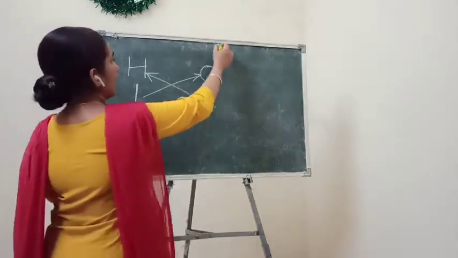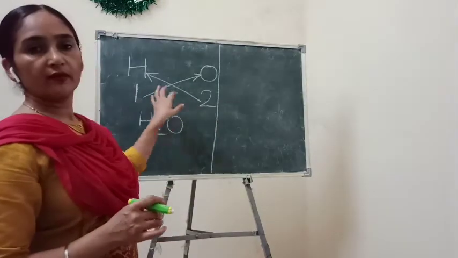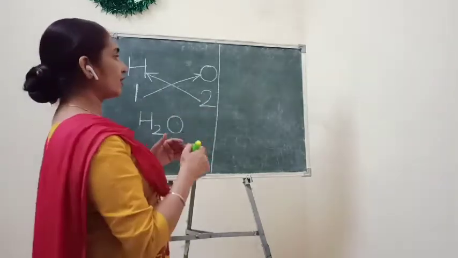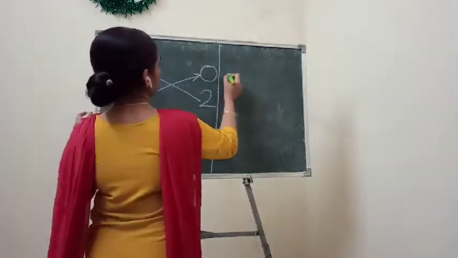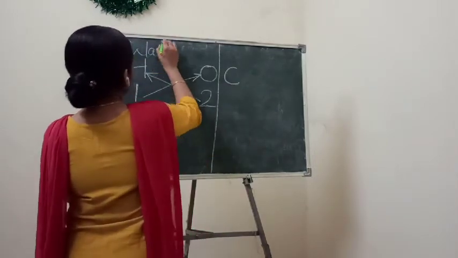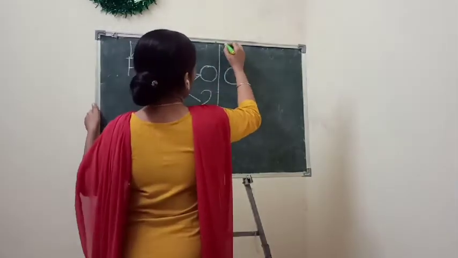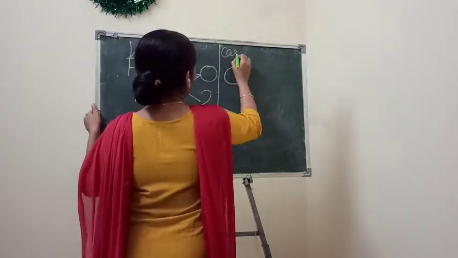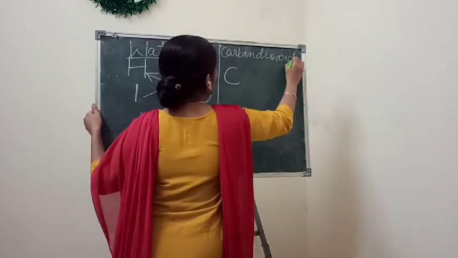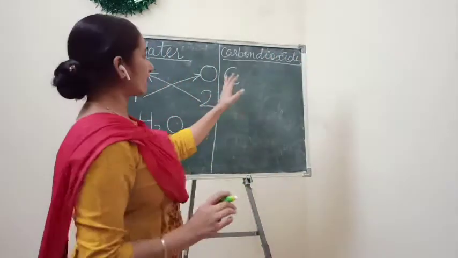Okay, so let's take another example. Here I told you that we can't simplify these valencies, but in the second case we will see where we have to simplify the valencies. So this is the example in case of water, how to write the formula of water, and now how to write the formula of carbon dioxide.